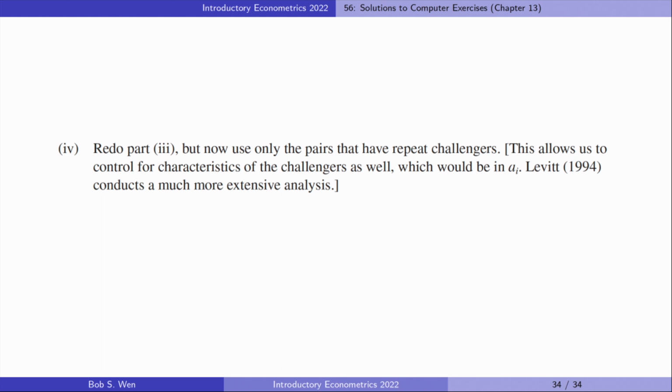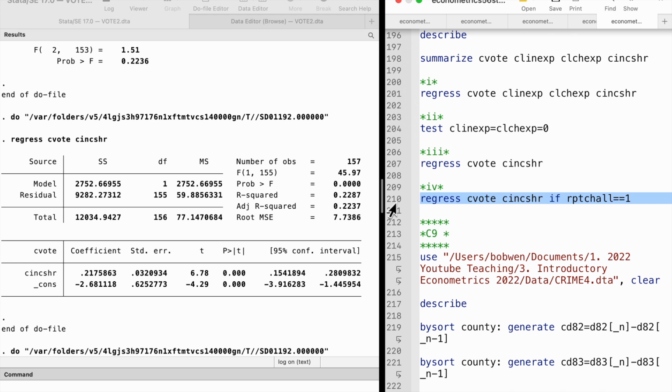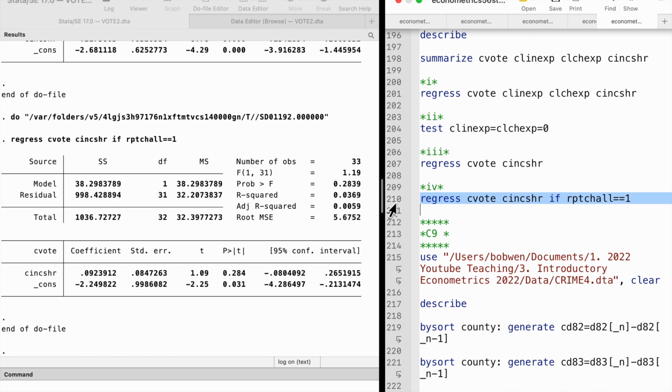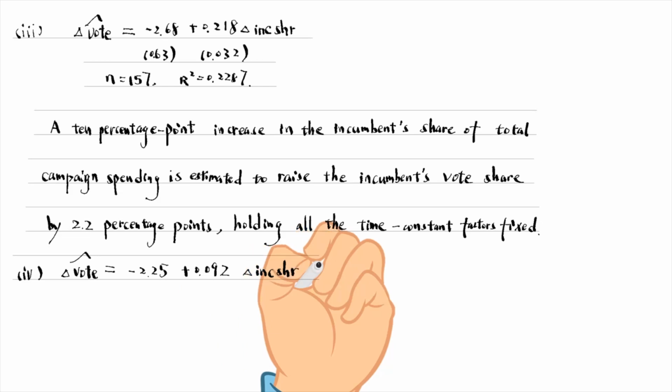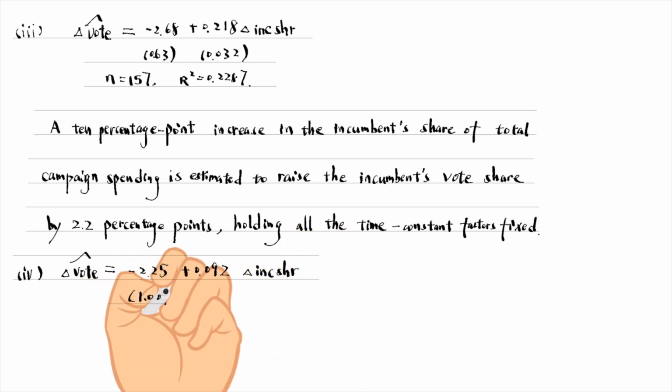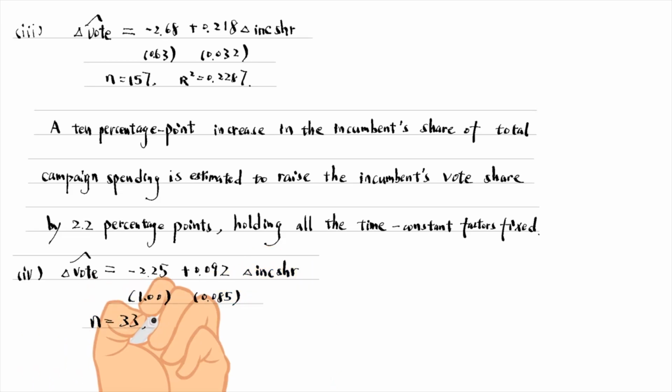In the last part, we redo part 3. But now we use only the pairs that have repeat challengers. It allows us to also control for the time constant characteristics of the challengers, which would be in the fixed effects a_i. The sample size reduces to 33. The estimate for the incumbent's share of spending becomes smaller and statistically less significant compared to part 3.